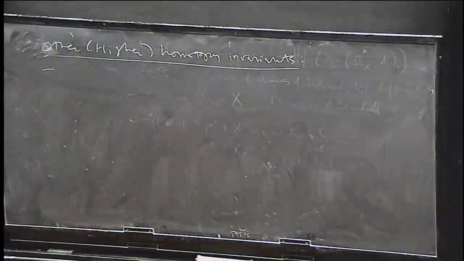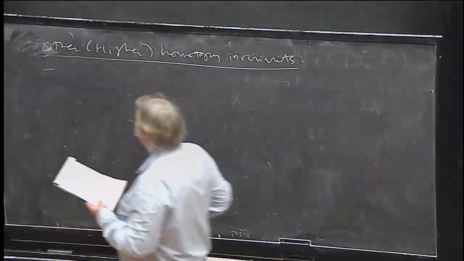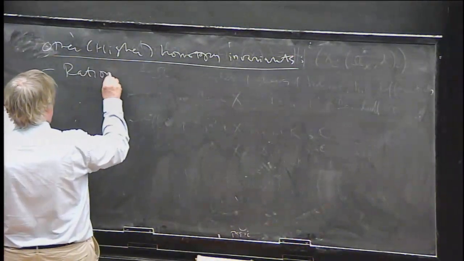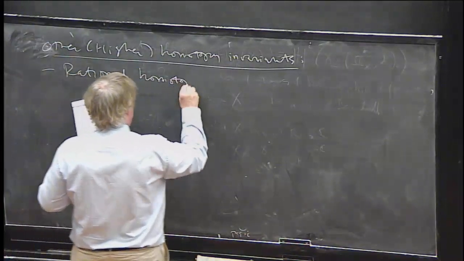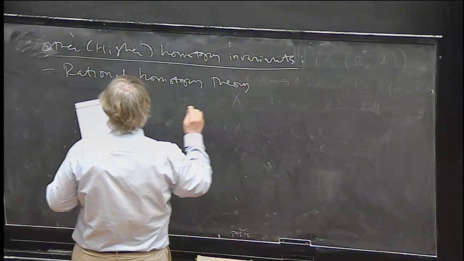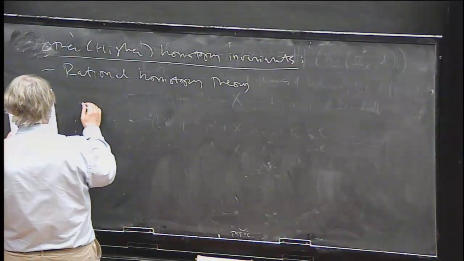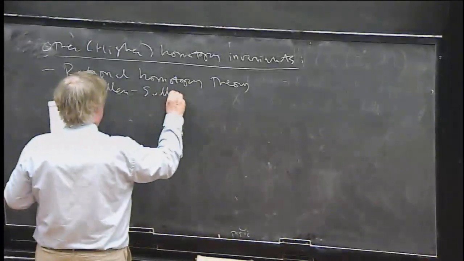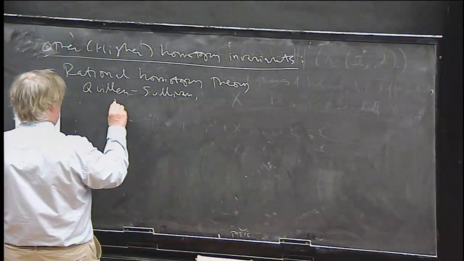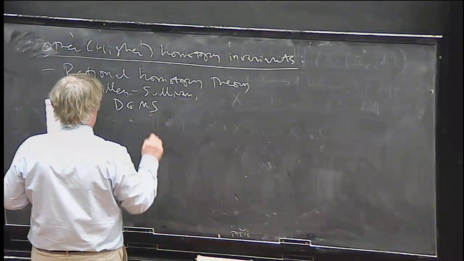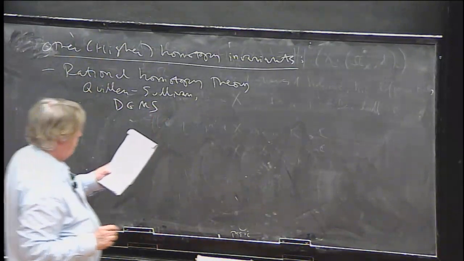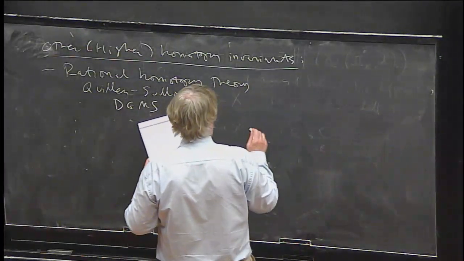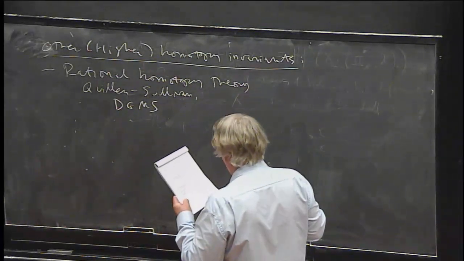But let me just recall, let me get my piece of paper here. Really the first main ones were rational homotopy theory, which in the topological case is due to Quillen and Sullivan. And then there's the Deligne, Griffiths, Morgan, Sullivan paper, which applied that to algebraic varieties, which said stuff about algebraic varieties in any case.